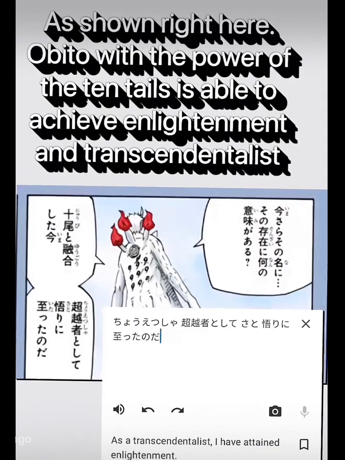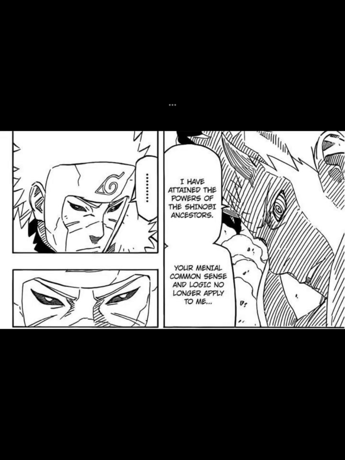Obito was called a transcendentalist. He states he's also above logic. And in the data book, it even further substantiates that the Ten-Tails is above the imagination of the Shinobi Alliance, right? So what does it mean by this? What could it possibly be talking about?